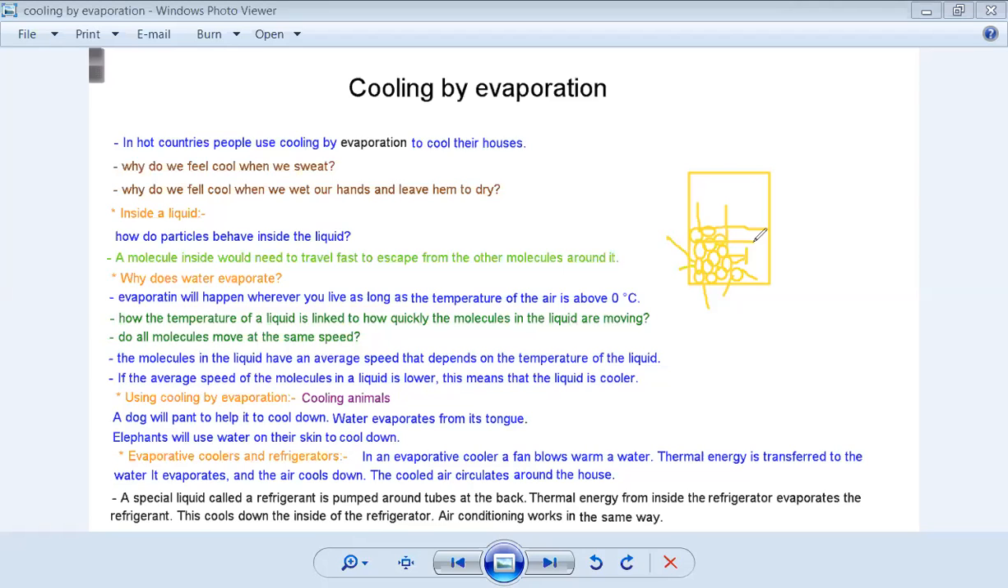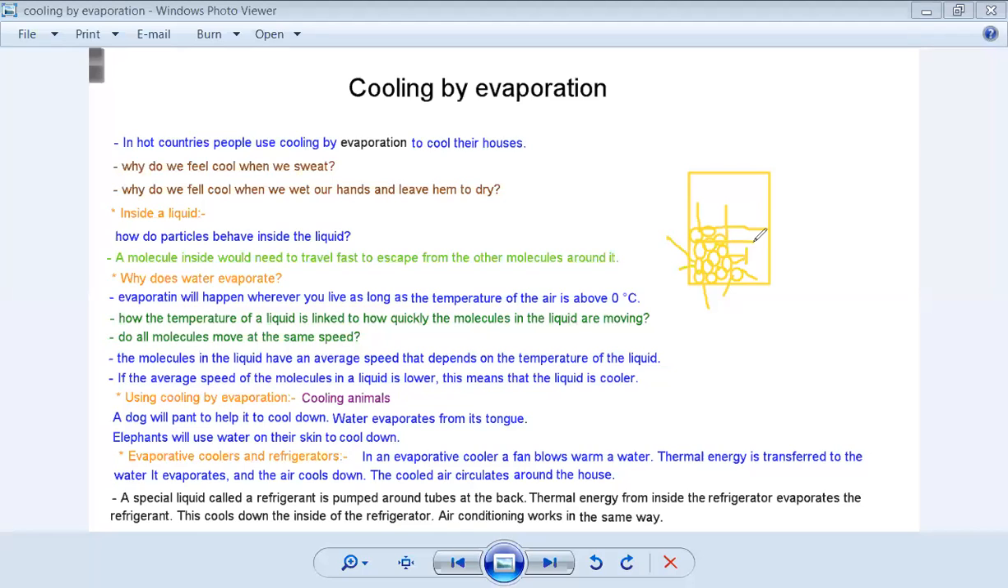Why does water evaporate? Evaporation will happen whenever, as long as the temperature of the air is above zero. So it takes time. For example, if it's a cold place, it will evaporate, but it will take a longer time than if you placed this cup in hot weather. But it will evaporate. Above zero, it will make the water evaporate.